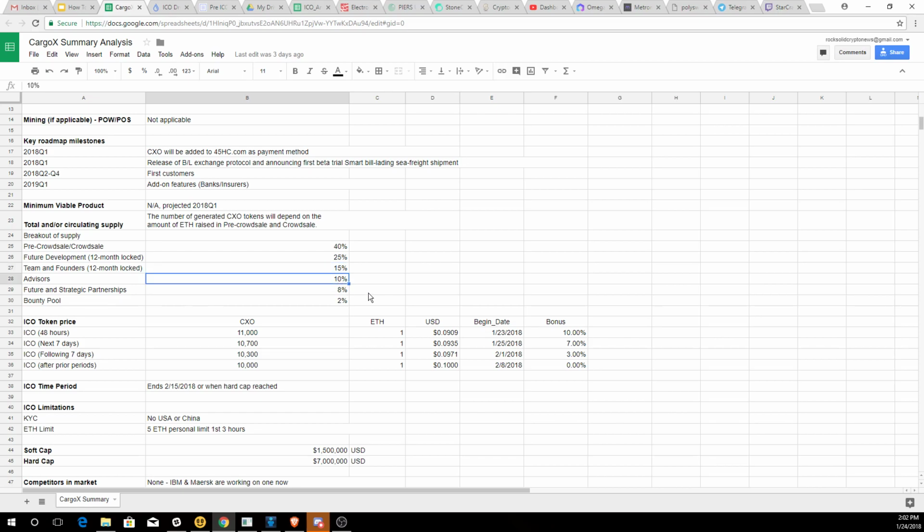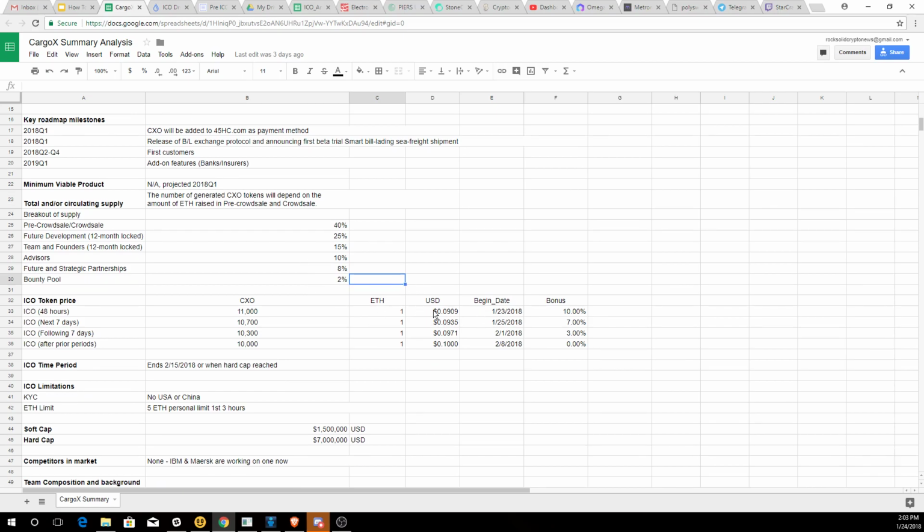Advisors have 10%. Future and strategic partnerships, they're allocating 8% of CargoX tokens. And the bounty pool is 2%. Okay, so it looks good so far. The actual supply of the tokens.